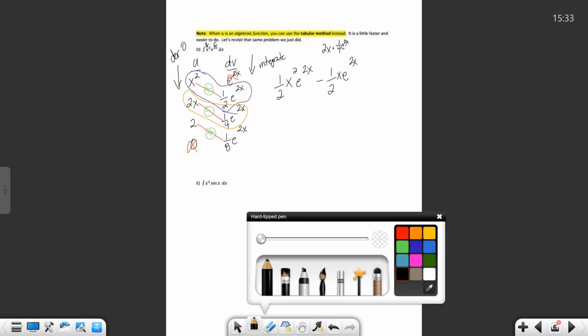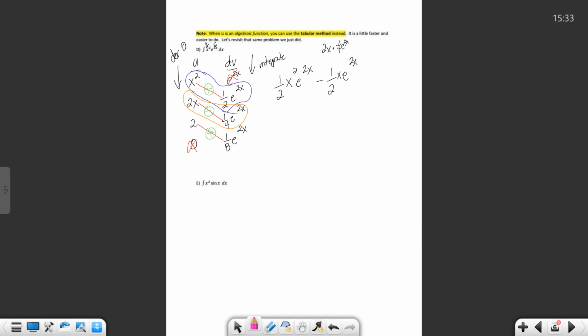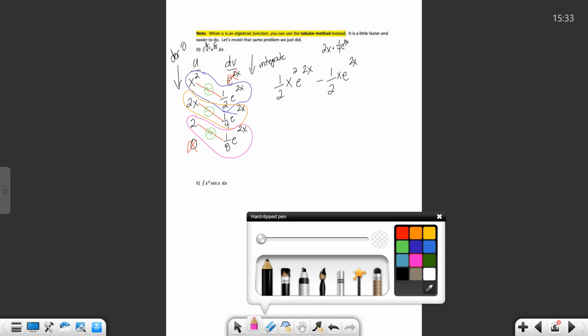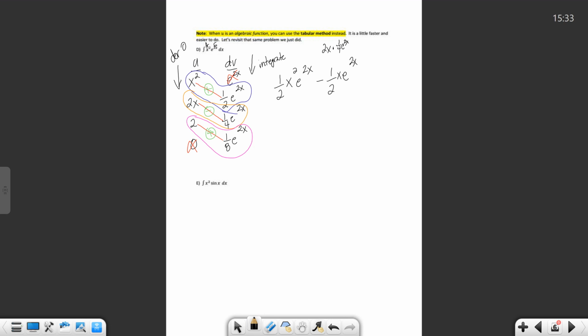And then I got one more to go. Let's do that one in pink. It's going to be this one. So I need to do 2 times 1/8, with a positive sign. 2 times 1/8 is 1/4 e to the 2x, plus C. And look at the difference. Exact same answer, but look at the difference in the amount of work. That one was so quick, instead of having to do integration by parts twice.